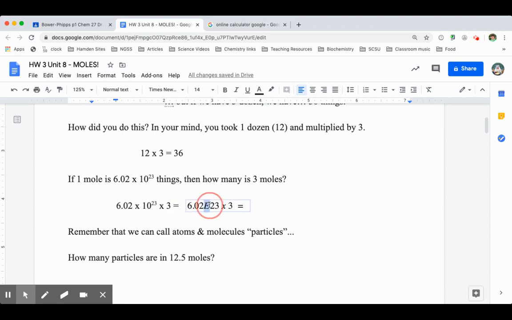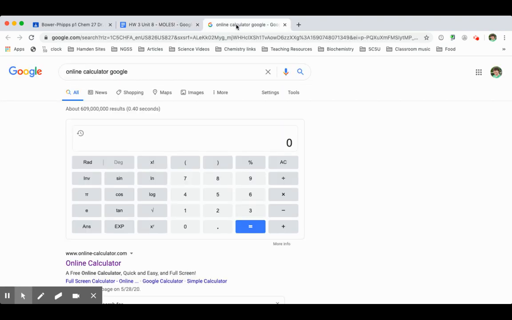You may be using the E function on your calculator, the exponent. So I put in 6.02, and then the times 10 to the 23rd. We don't want to use the times button, we want to use the exponent button. This EE button on your regular calculator is the times 10 to the key. So 6.02 times 10 to the 23rd is what it looks like in our calculator.